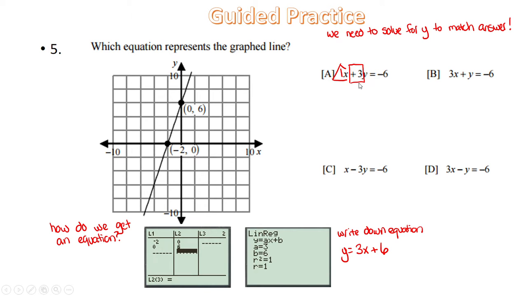So for our rectangle, since we're solving for y, is the positive 3 in front of y, because our rectangle is always in front of the letter we're solving for. And our triangle in this case is 1x. So our next thing we're going to do is always remember that we get rid of the triangle first by doing its opposite. And this 1x is really adding, so we're going to subtract 1x on both sides.